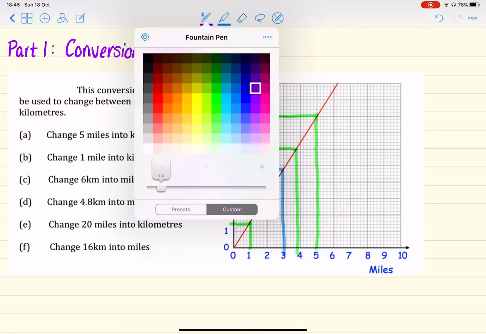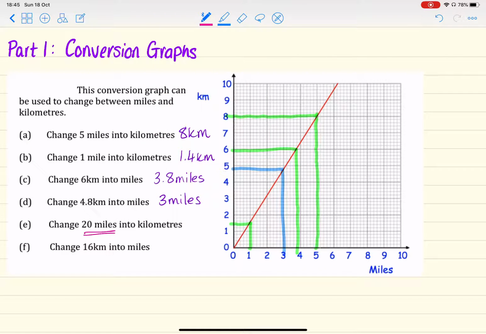20 miles now. 20 miles isn't on my graph. So what do I do? I know for part E that 5 miles is equivalent to 8 kilometres. So I can work up. There are 4 5s in 20.